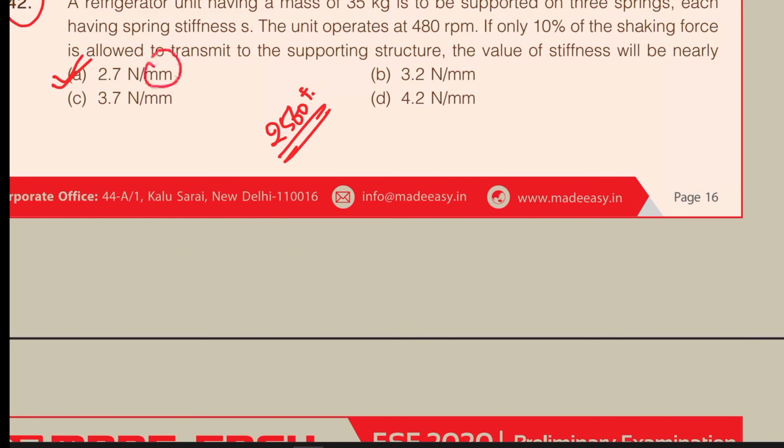Okay, now let's take a look at very simple questions which can be solved directly without doing much of approximations, much elimination, and much hit and try. Okay, let's take a look at them.